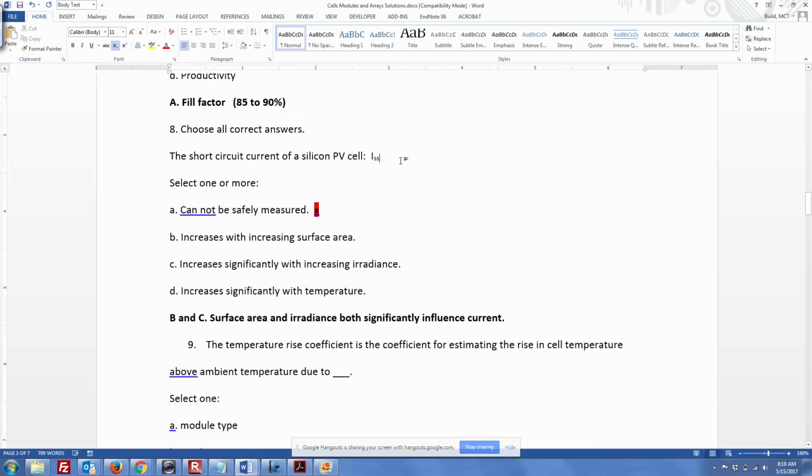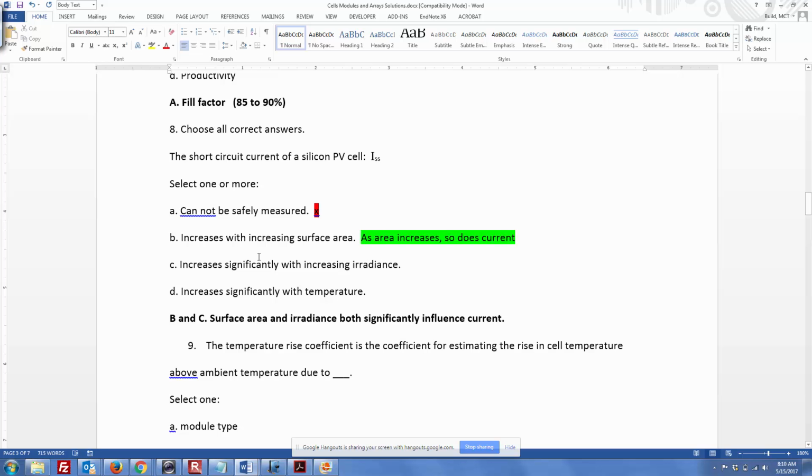So this is ISS we're looking at here. So the next one is "increases with surface area." Yes, the more panel you have, as the area goes up, so does current. So this is green. That's good.